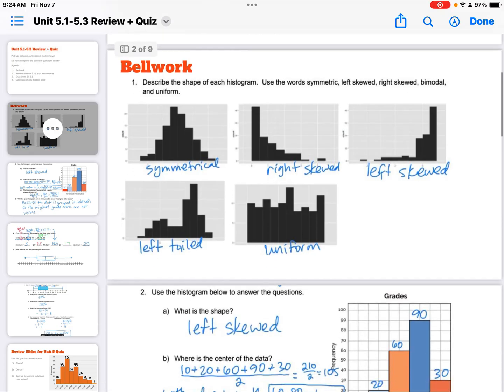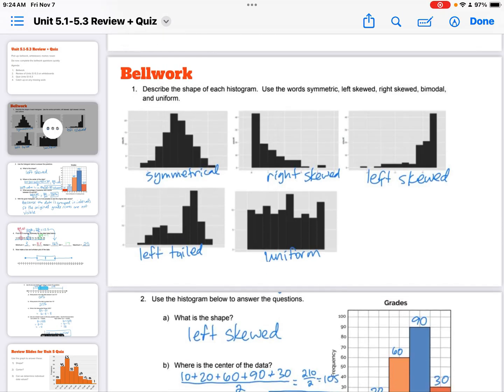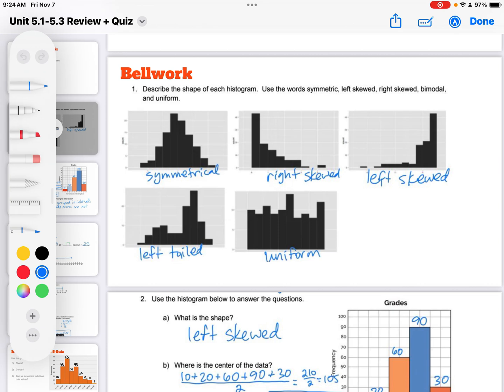All right, so the first question that you're asked to do is describe the shape of each histogram using words like symmetric, left skewed, right skewed, bimodal, and uniform, okay? When we look at this first one, this one is symmetrical because, as you can see, it is very close to a bell-shaped curve, okay?